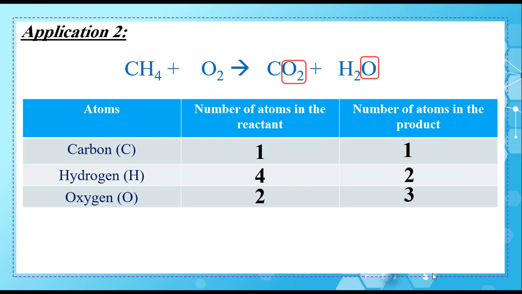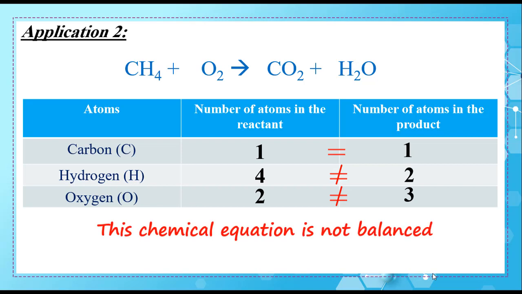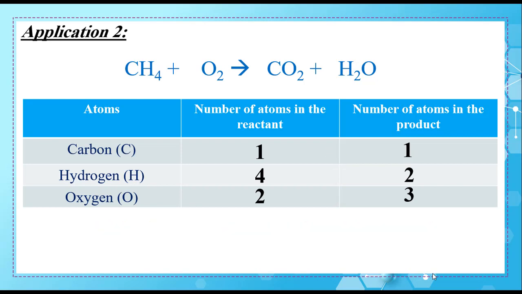By comparing the two sides, we observe that we have the same number of carbon atoms and different number of hydrogen and oxygen atoms. So the number of each type of atoms on both sides of the equation is not equal, which means that this chemical equation is not balanced. Let's now move to balance this equation.